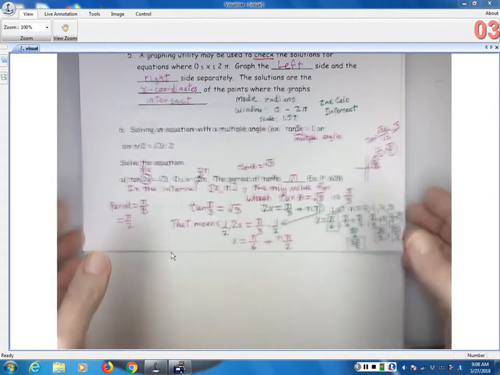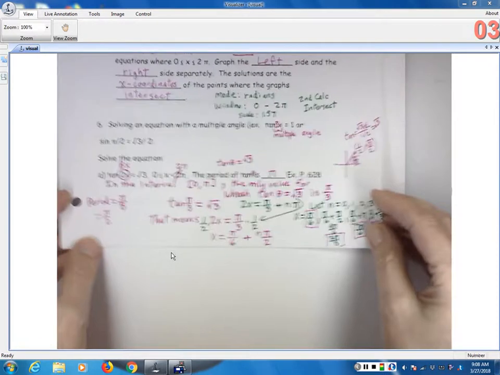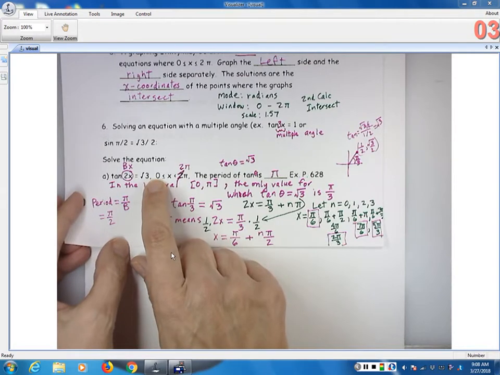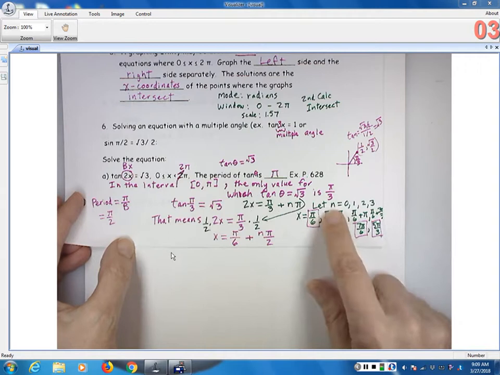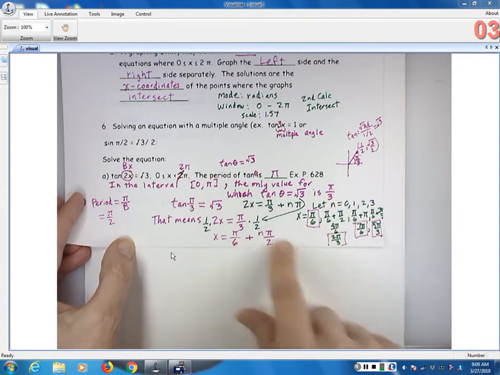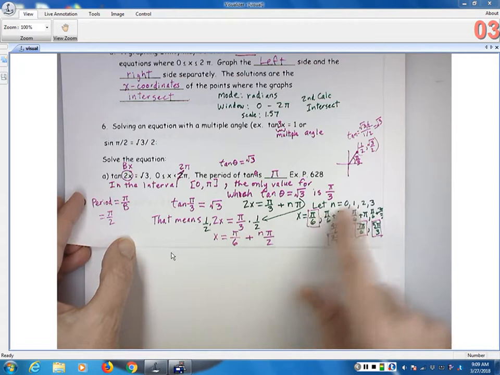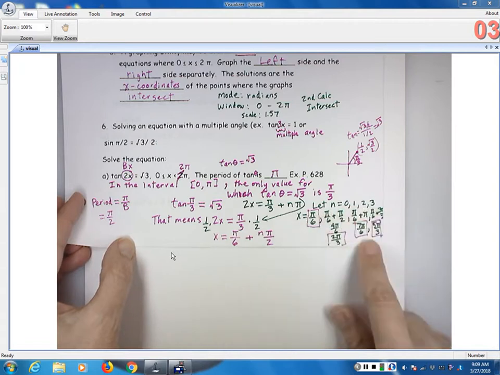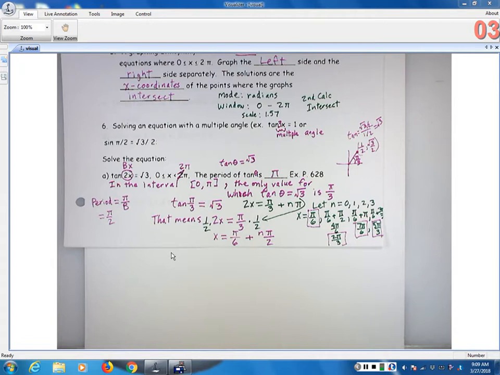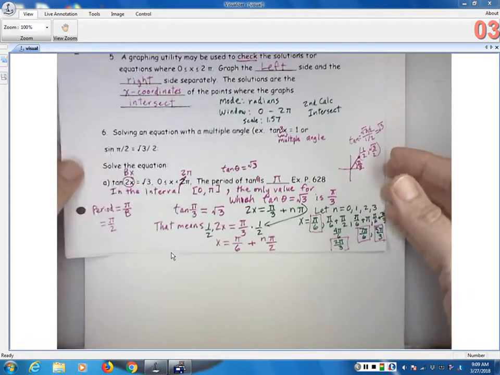Okay, and then this one said to find not all answers, but all the answers between 0 and 2 pi. So we had to let n equal 0, 1, 2, and 3 and solve this. Just plug in 0, 1, 2, and 3. And that's how I got those answers. And that's where we left off last time. So, any questions about that?